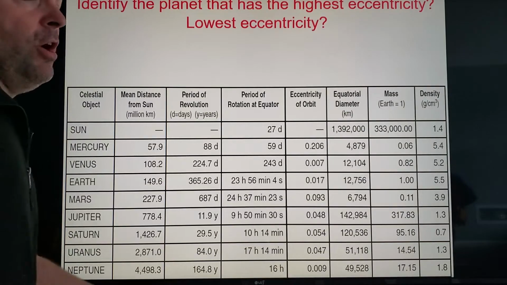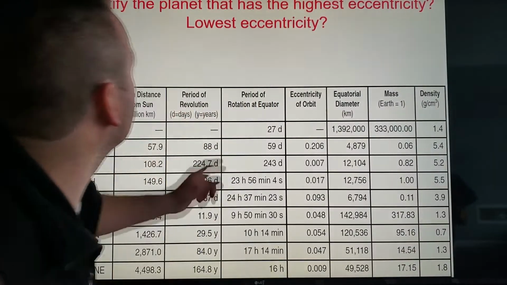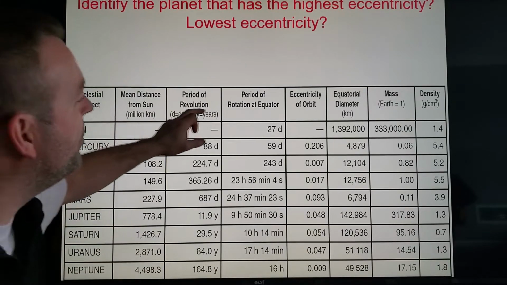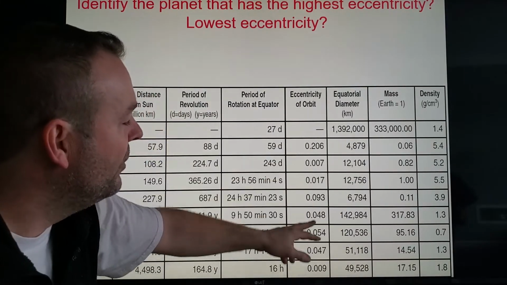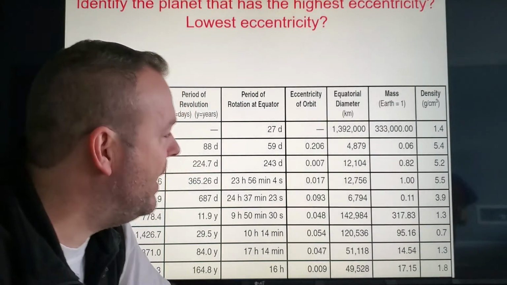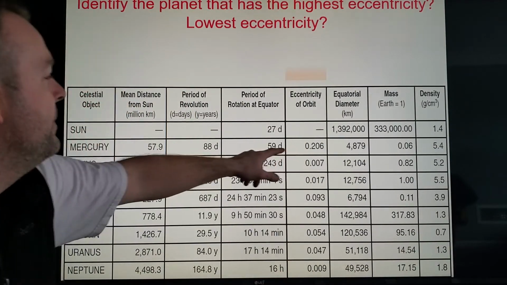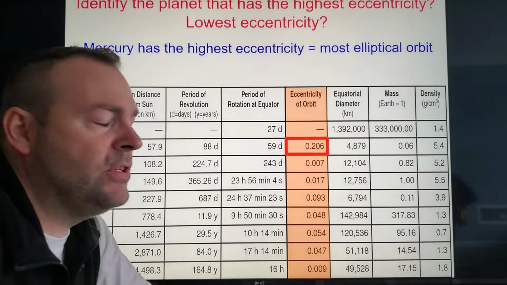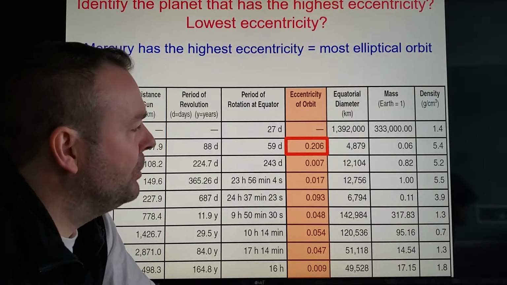All right, here's the chart and the reference tables. We're very familiar with it. Which planet has the highest eccentricity? Well, go to your eccentricity column. Go down, find the one with the greatest value. Hopefully you came up with good old Mercury, right? Mercury at 0.206, the most elliptical orbit of our planets.